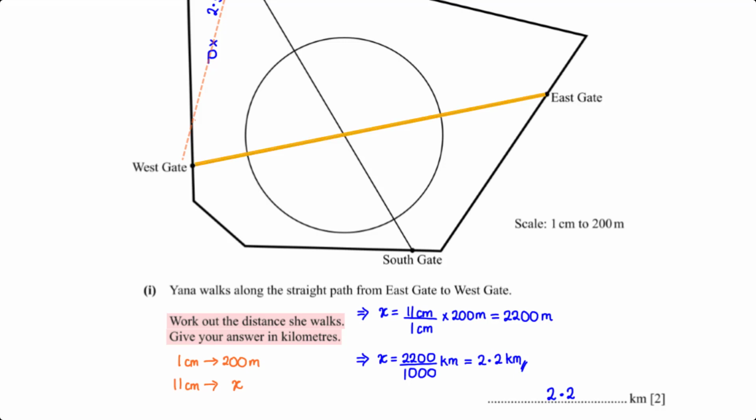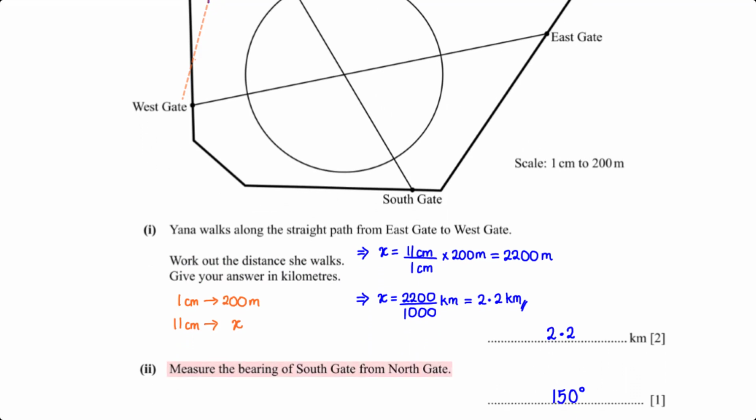Using a ruler, we measure the distance from the East Gate to the West Gate. We get 11 centimeters. The scale is 1 centimeter to 200 meters. So now we want to find the equivalent of 11 centimeters. From this setup, we can cross multiply to find x. This gives us x equals 11 centimeters divided by 1 centimeter times 200 meters, which is equal to 2,200 meters. To convert 2,200 meters to kilometers, we divide by 1,000. This gives us 2.2 kilometers.